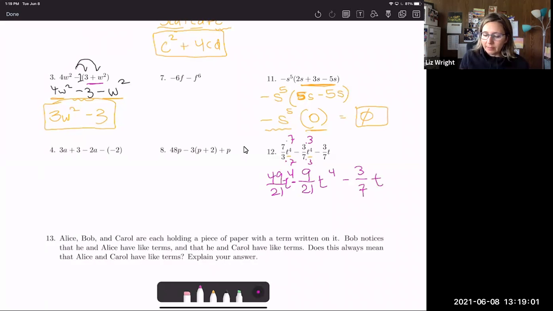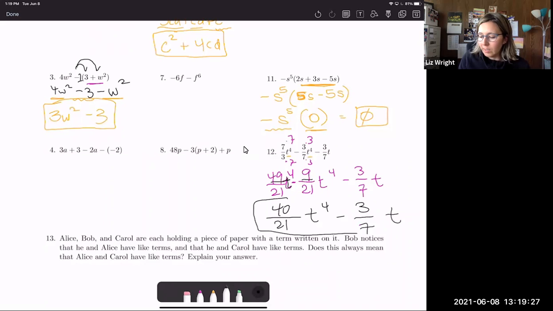All right, now let's combine. Again, we've got our common factors, or like terms is actually what I was trying to say. Let's go ahead and take 49 minus 9. That gives us 40 over 21. That kind of looks like a weird one, so I'm going to rewrite that. 40 over 21 t to the 4th minus 3/7 t. And that's your final answer. That's as far as we can go.